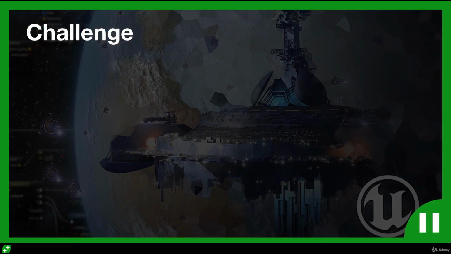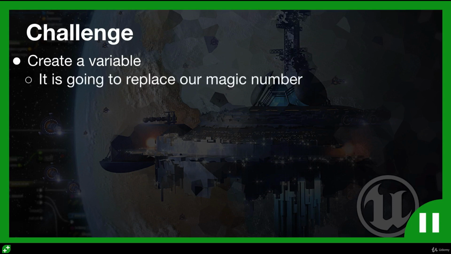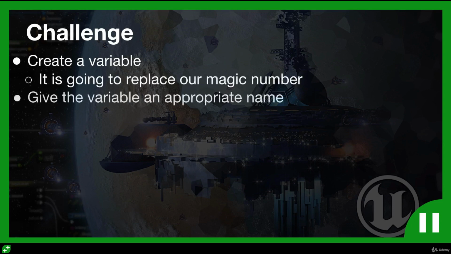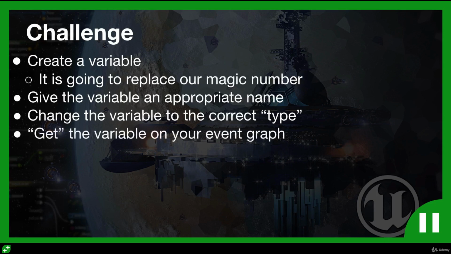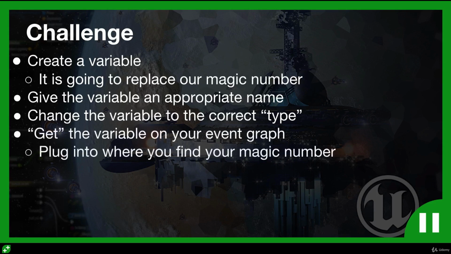In this challenge, I want you to create a variable. This variable is going to replace our magic number. So I want you to give the variable an appropriate name. What does the magic number do? So name it something like acceleration multiplier or torque strength, but I'll leave it up to you to come up with the name. And make sure to change the variable to the correct type. And then get the variable and plug it in to where your magic numbers are. And then the final step, make sure to assign a value to it. So pause the video here, then when you've completed the challenge, come back and resume the lesson.